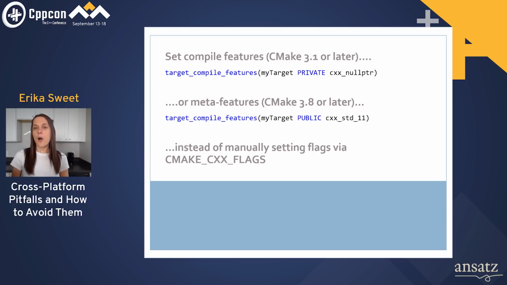You can also set optional compile features that say, hey, use this feature if it's available, but don't set a hard requirement, or conditional compile features. So for example, you can use a generator expression to say, require this one specific compile feature only when the compile ID matches GNU.